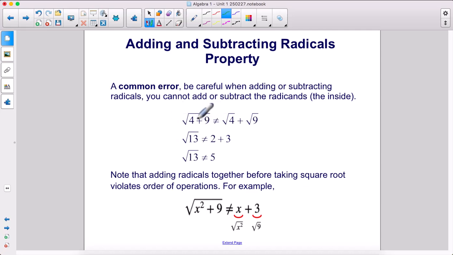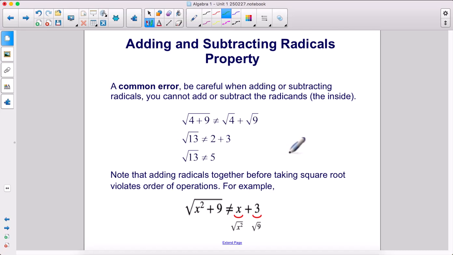The square root of 4 plus 9 is not equal to the square root of 4 plus the square root of 9. You can add these numbers together, and this becomes the square root of 13. But that's not equal to the square root of 4 plus the square root of 9, which would be 2 plus 3, which would be 5.